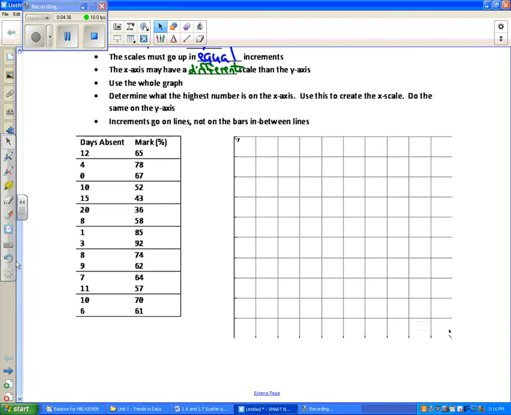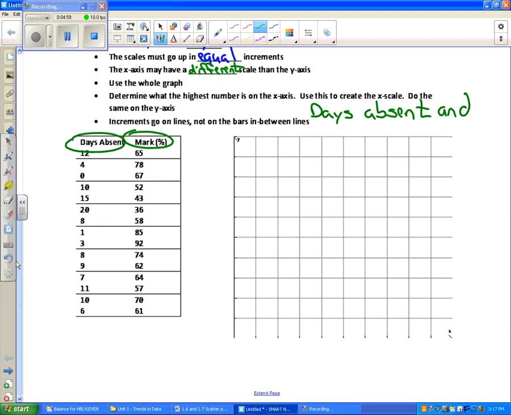So here we have our graph, or our data rather. Here's our ordered pairs. The number of days absent and the mark, or the percent that the student has in the math class. We got to give this a graph title. So days absent and math mark. That can be the title of my graph.